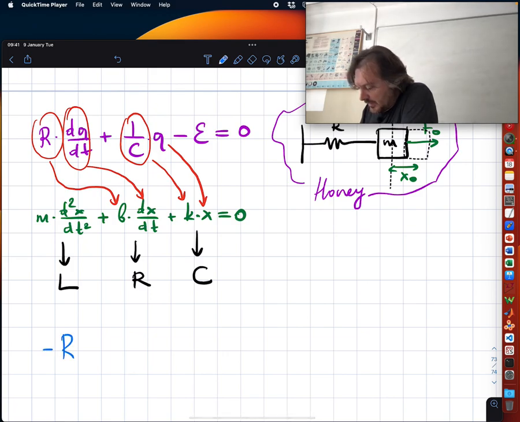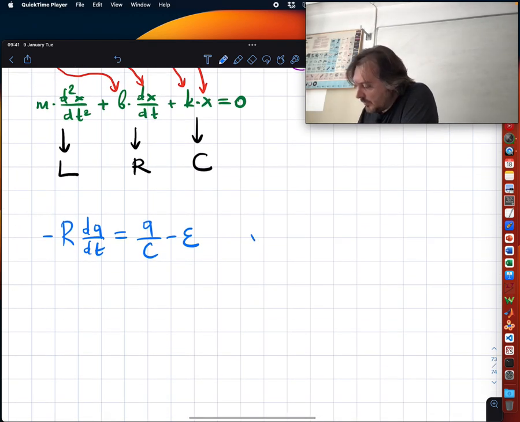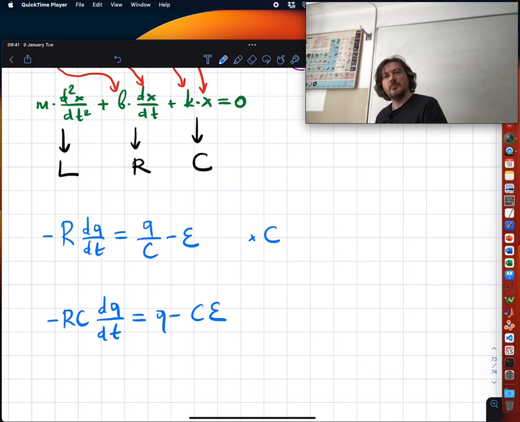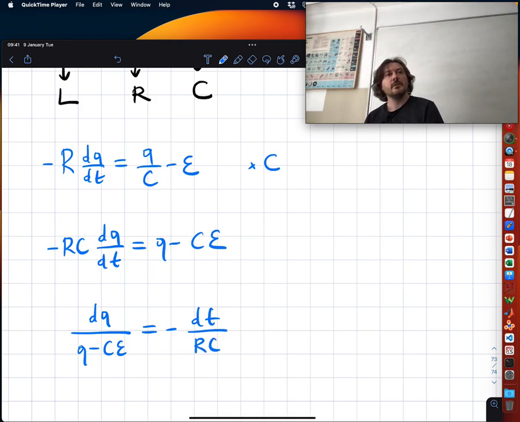Do you agree that minus R dQ over dt is equal to Q over C minus E? Do you agree? Yes? Then if I multiply both sides by C, do I get minus RC dQ over dt equals Q minus CE? Yes? Do you agree that if I write dQ over Q minus CE equals minus dt over RC? Do you agree to this? Yes?